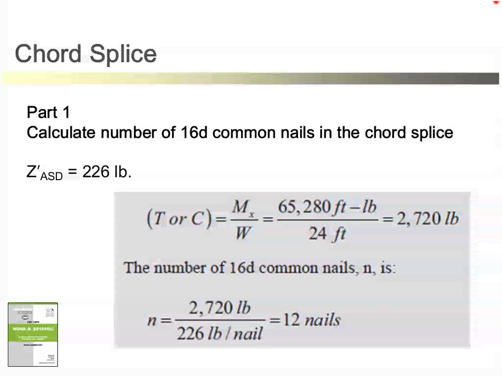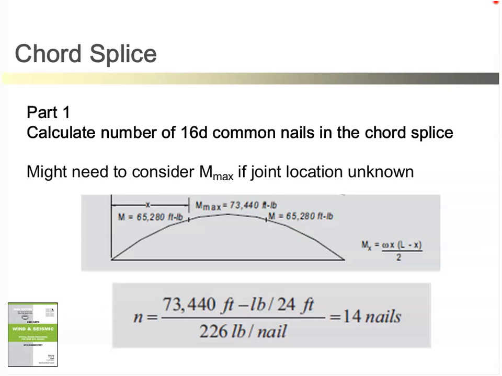And I think I mentioned earlier, if you were to calculate the capacity or the number of nails at this maximum moment of 73,000 plus foot-pounds, you'd actually come up with 14 nails required. So you have to decide where your splice locations are going to be to perform that calculation.